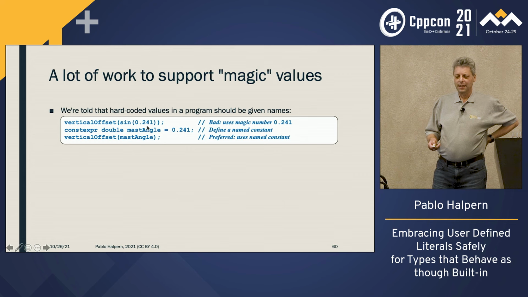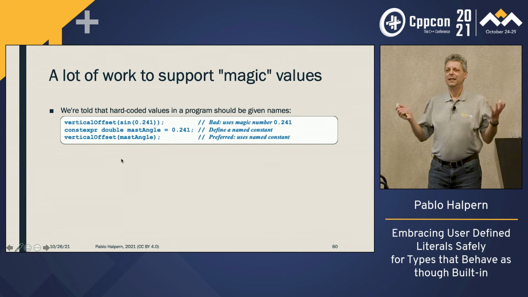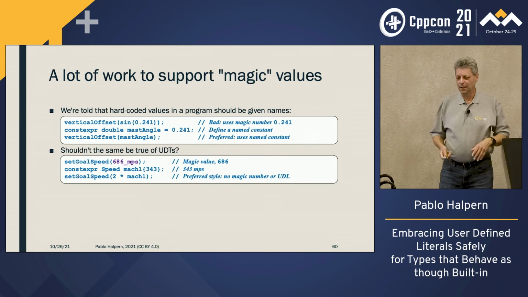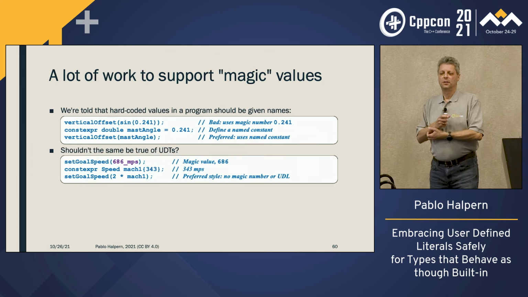Here we're just calling on this magic number. Really, we want to give that magic number a name and use that name. Well, once you're giving something a name, the UDLs don't give you that much extra clarity. You just use the constructor directly. All right, so the same thing is true for user-defined types.